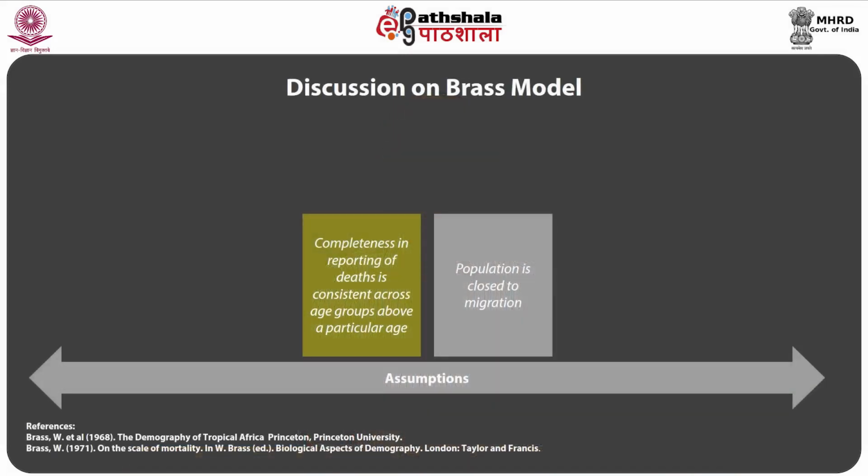Discussions on Brass's model: the Brass growth balance method assumptions. The stable population assumption can be relaxed to an extent. Completeness in reporting of deaths is the same across age groups above a particular age, generally 15 years. The closed population assumption can be relaxed if net migration is small relative to mortality rates, or if there is quality data on the number of migrants by age group to include.